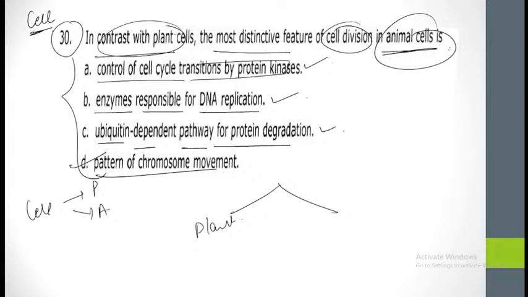Okay, so let's get the answer for this question. The answer for this particular question is option number D, that is the pattern of the chromosome movement. If you eliminate the options using the elimination method, by odd one out, you can easily get the answer. Control of the cell cycle by the protein kinases is common in both plants and animals, so this option is incorrect. Enzyme responsible, again incorrect, because that is not the most distinctive feature. Then ubiquitin pathway protein degradation, again no, because this is somewhat similar in both. If you get the odd one out as well, you can easily reach the answer as option number D, that is the pattern of the chromosome movement. Okay, let's move on to the next question.